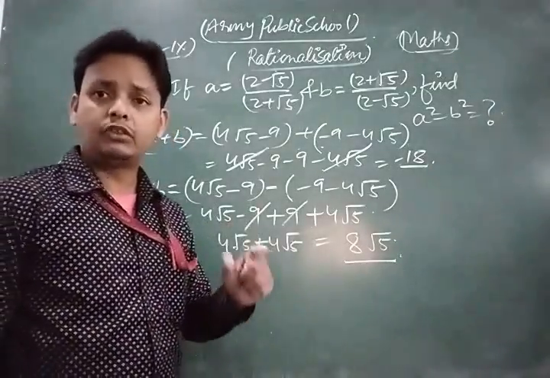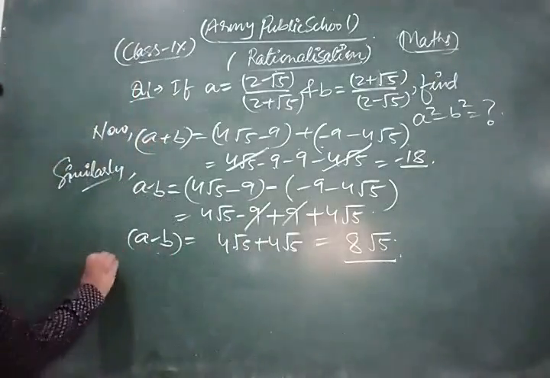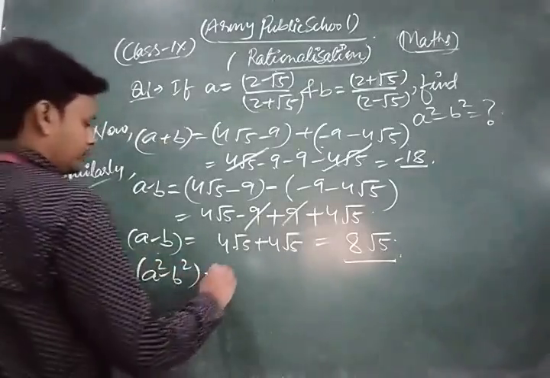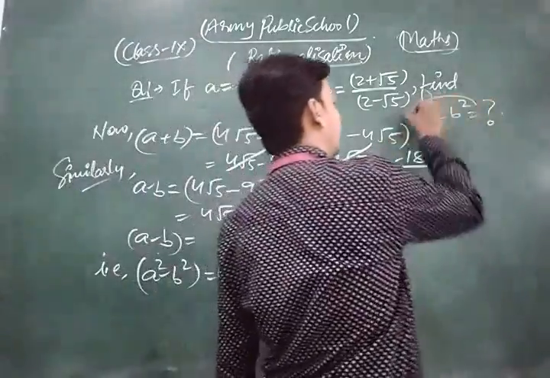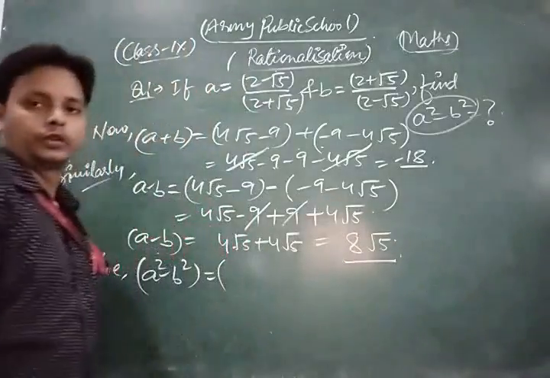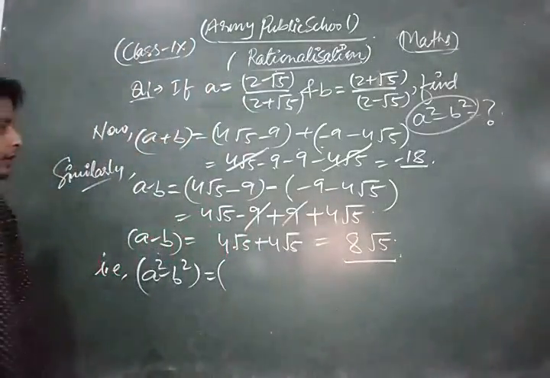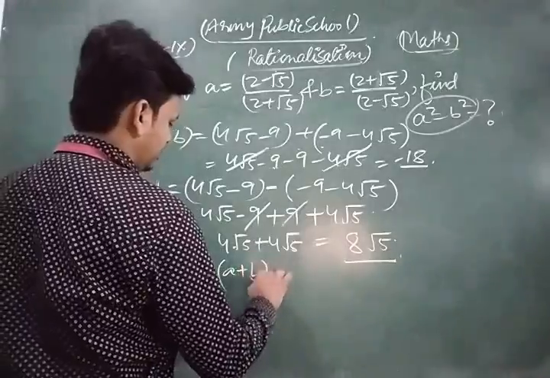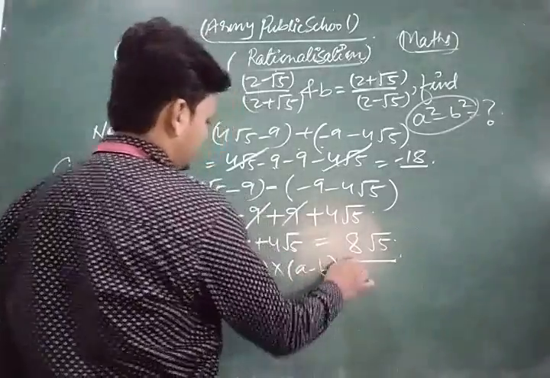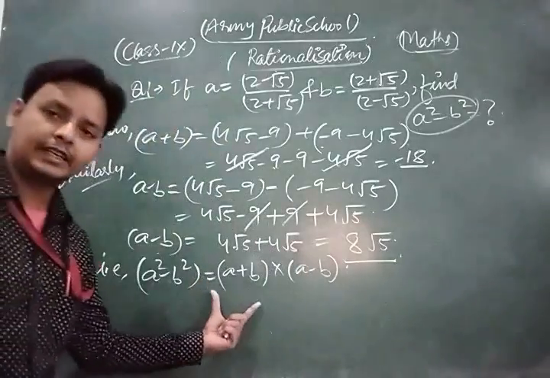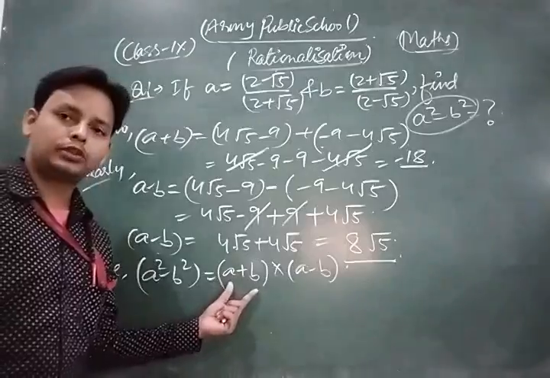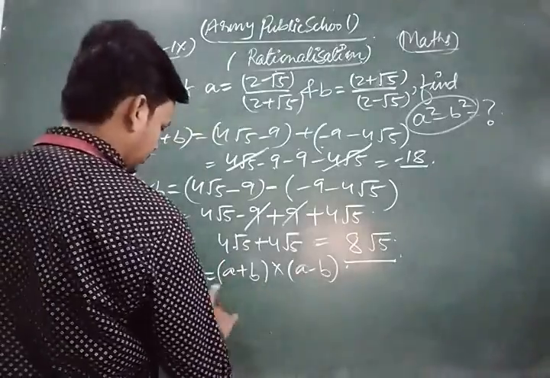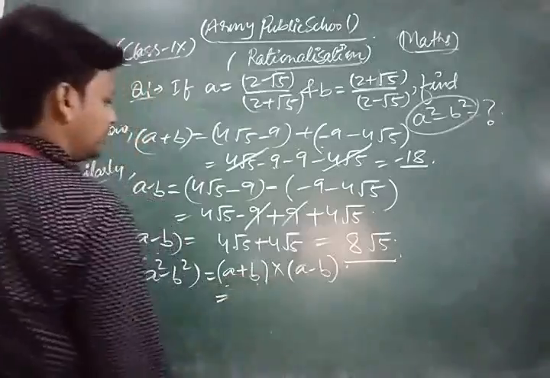Now we find the value of a square minus b square. We can write a square minus b square as a plus b into a minus b, this is the identity. Now using that identity, we put the values of a plus b as well as a minus b. So the value of a plus b is what?